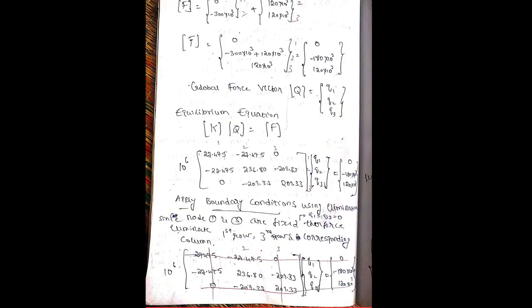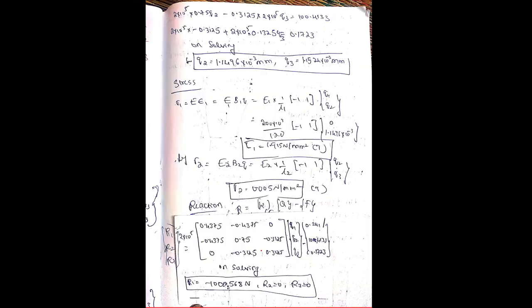And finally, you have to apply the equilibrium equation KQ equals F and the boundary condition. What is the boundary condition now again? First row, first column. Since Q1 is 0, the first row and first column are going to be eliminated. And finally, you can calculate Q1, Q2, Q3.